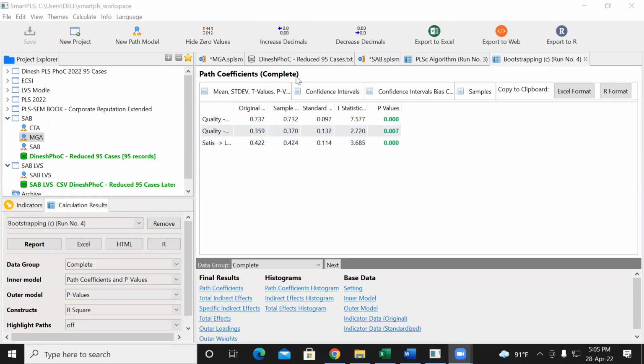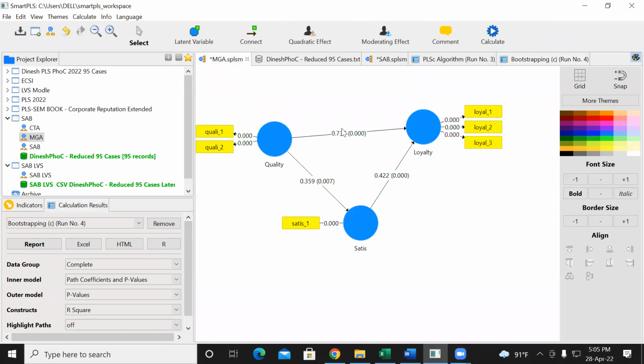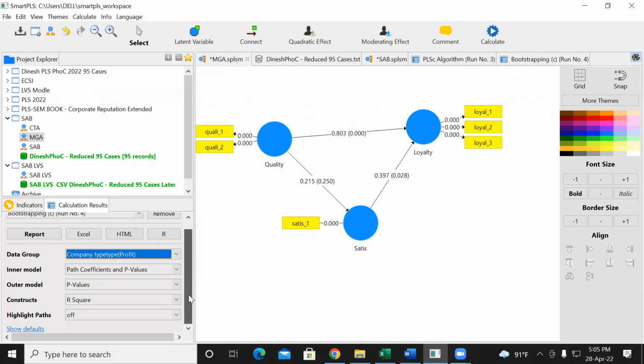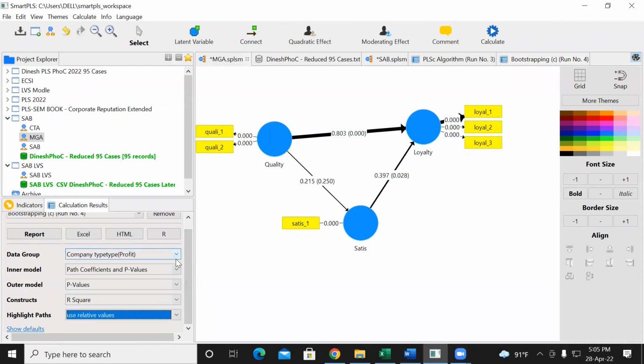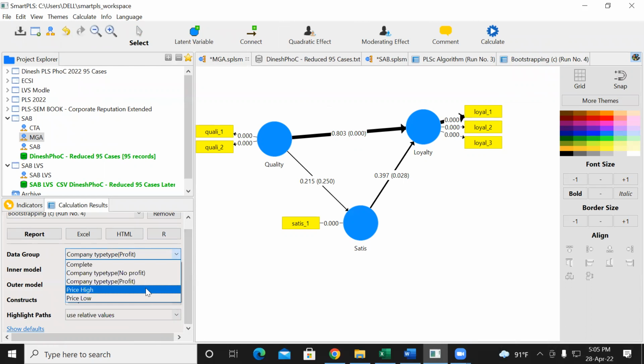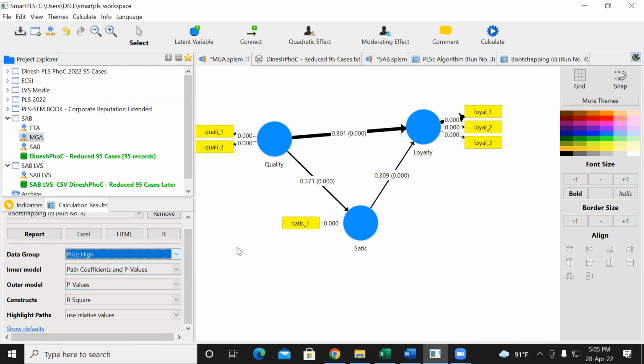You get all the usual reports. Now you can see the path value and the significance: complete model, not-for-profit group, profit group. Likewise, you can see the relative sizes also, and how they change. Therefore, that's a good way to visually present, right? Good visualization technique. That's the group creation and the model.